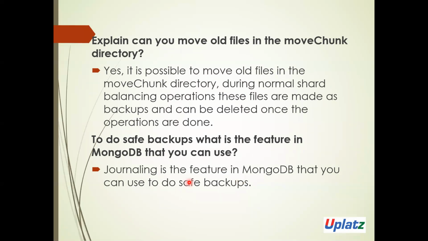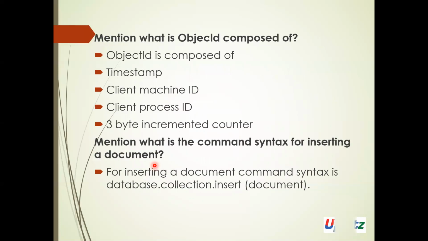To do a safe backup, what is the feature in MongoDB that you can use? It is nothing but journaling. It is an on-disk write journal. It is a safe backup. So mention what an ObjectId is composed of. It is a timestamp, and it will hold the client machine ID, the client process ID, and a 3-byte incremented counter.